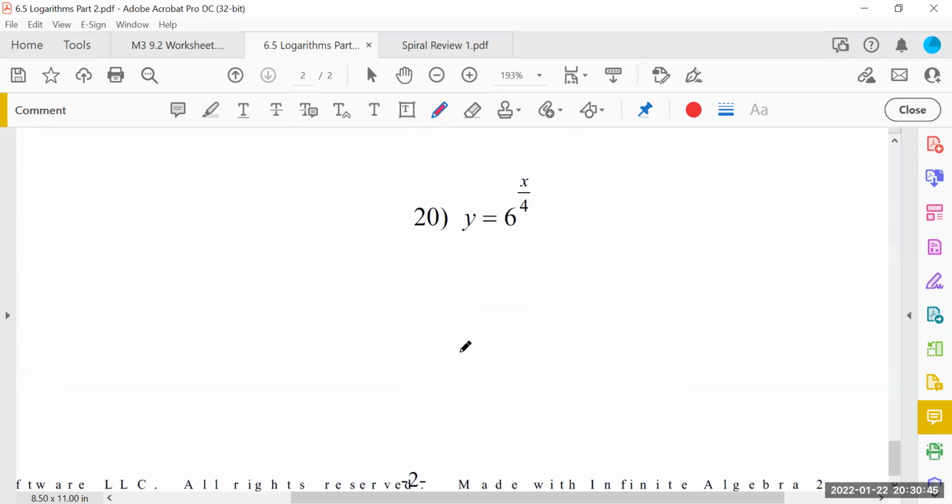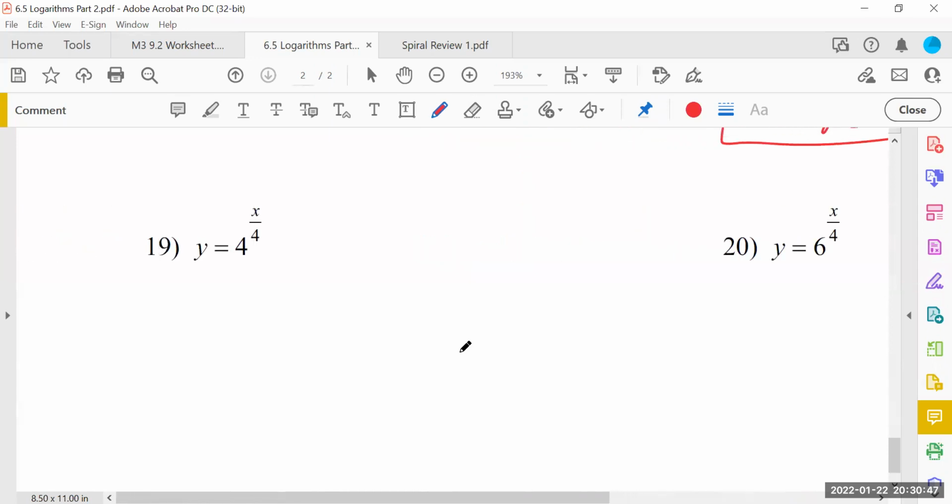And last couple here, almost identical here. X and y switch. X is equal to 4 to the y over 4. Bring the 4 down, log base 4 of x equal to y divided by 4. And then we can multiply both sides by 4.